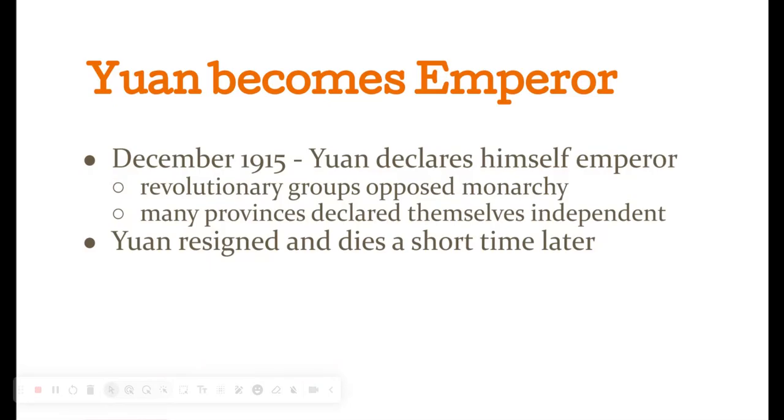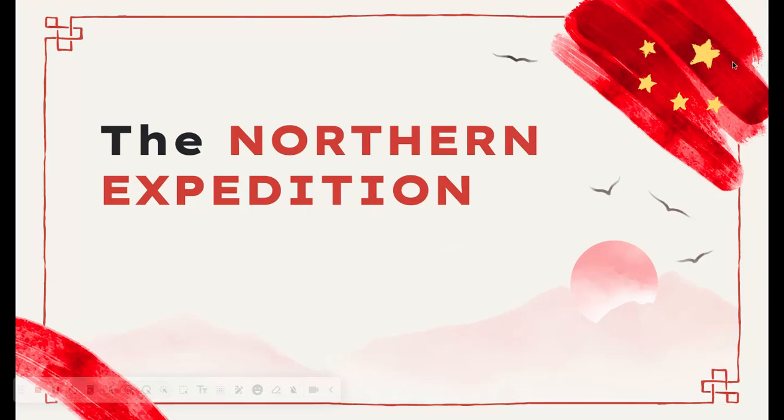Now, Yuan became the emperor in December of 1915. However, he resigned and died a short time later. Now, before we get to the Northern Expedition, let's go to the May 4th movement. This was when many people became unhappy with the signing of the 21 demands.